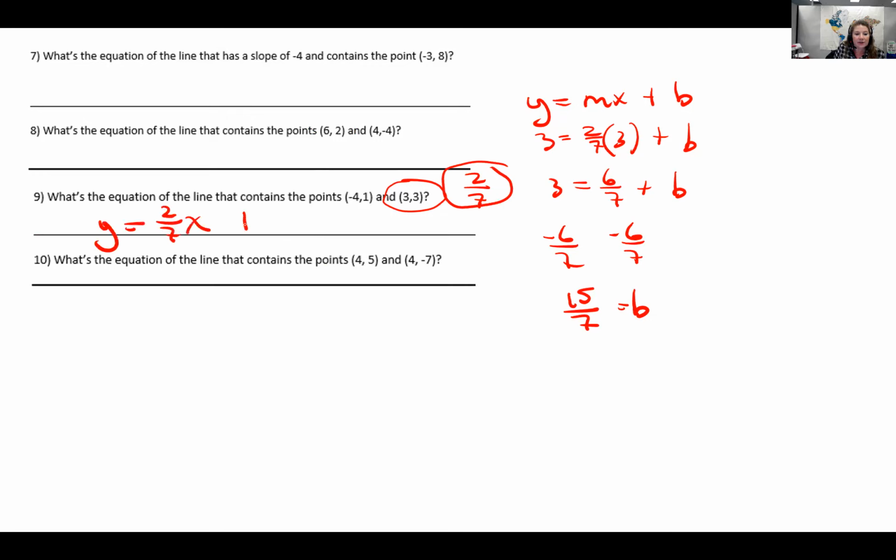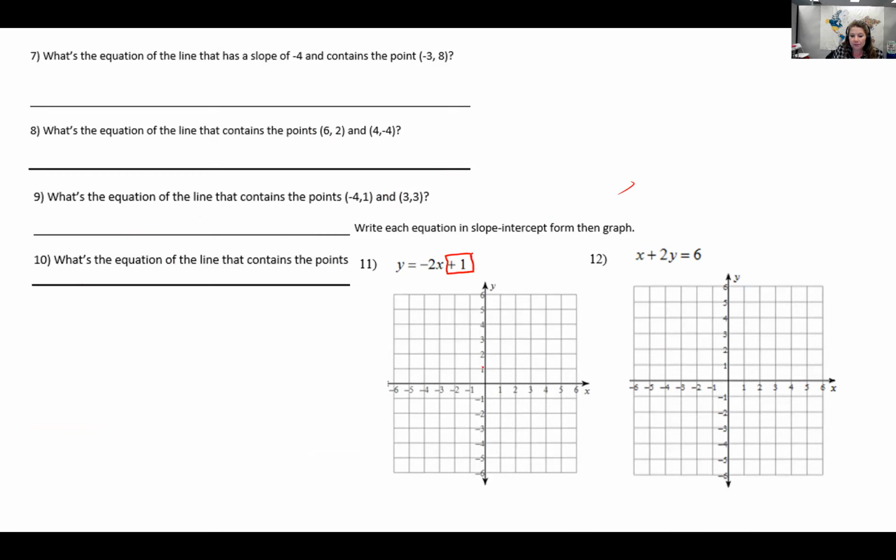All right, number 11 and 12, we're going to write the equation in slope-intercept form and then graph. So this one's already in slope-intercept form. So where do I start? I start with my y-intercept, 0, 1, and my rise over run. So it's a negative slope. So I'm going to go down 2 and right 1, down 2, right 1, and I could do it again and again until I run out of space. And then the hard part is I'm going to make a straight line. There it is.